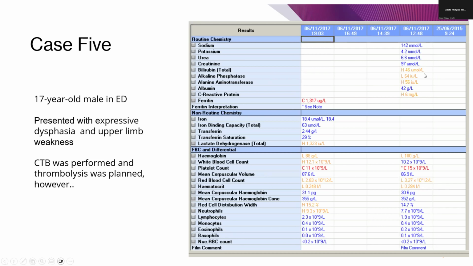And just for your interest, HUS and TTP both present with the same sort of thrombocytopenia and anemia, and they both have fragments on the film. The way you can tell them apart is that with HUS, they tend to have a really bad kidney injury, whereas in TTP, the kidneys tend to be normal and their platelets tend to be a little bit lower. So HUS platelets may be 30 to 40, although there's nothing definitive. But the fact that his kidneys are completely normal makes me think more TTP.